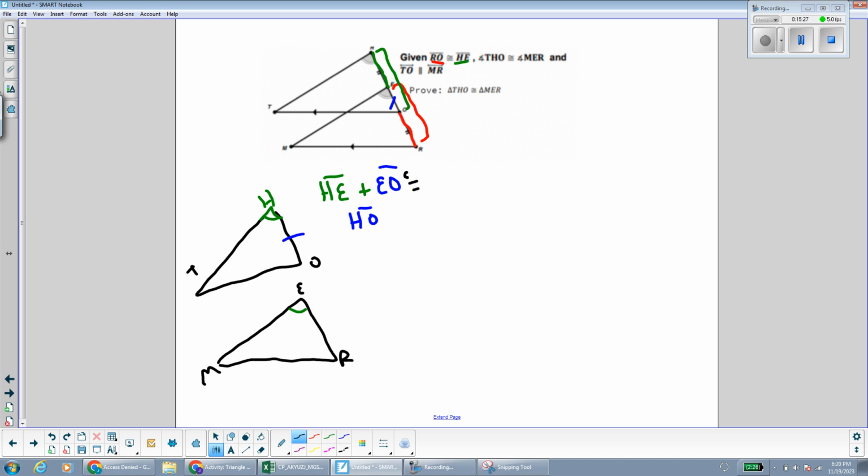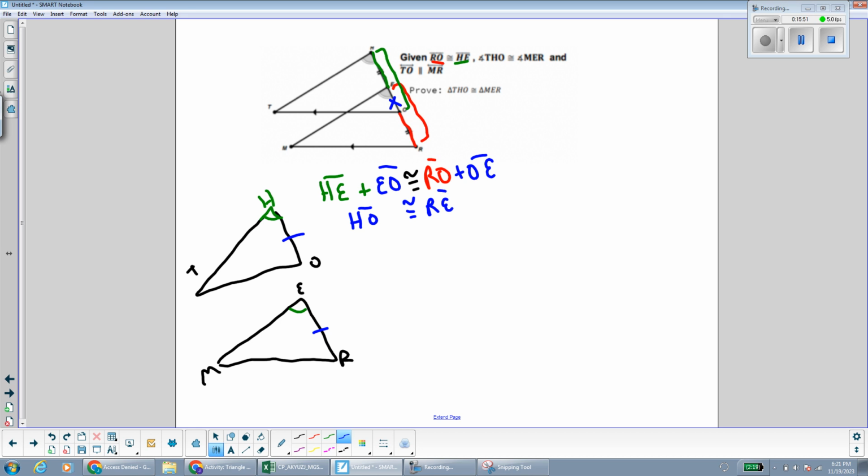We're also going to take RO, the segment that we started with, and we're also going to add on OE, which is the same segment as EO. EO, OE, same thing. And that's going to make the full segment RE, the full side of the triangle that we actually need.